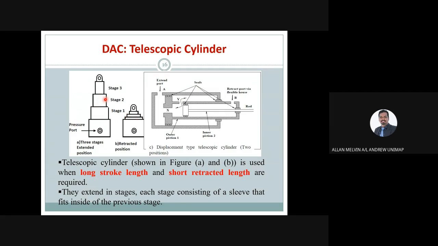So extend in stages, stage 1, stage 2, stage 3, different height, different angle. Okay, so they extend in stages. Each stage consists of a sleeve that fits inside the previous stage. So apa yang akan jadi, udara masuk, it will first push the outermost, dia sampai dekat ujung, after that, it will push the second stage, then third stage. So one by one lah. So it depends also. Sometime yang keluar akan keluar dulu. Stage 1 keluar dulu, baru stage 2, baru stage 3. Kadang-kadang stage 3 keluar dulu, tarik stage 2, tarik stage 1. But somehow it will extend. Okay, so depends on the telescopic cylinder that you are buying.